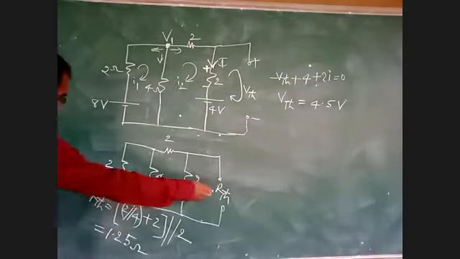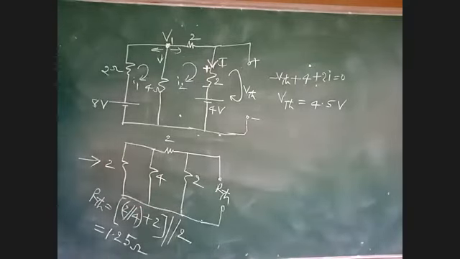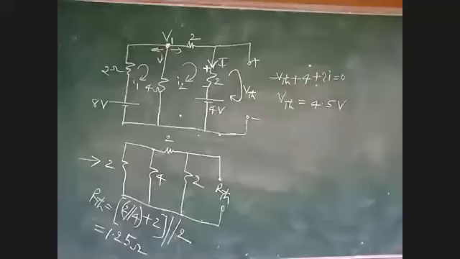If you are determining RTH, calculate from this side: 2 and 4 in parallel, then series, then parallel. Same, sir, approximately. That means your textbook answer is correct.